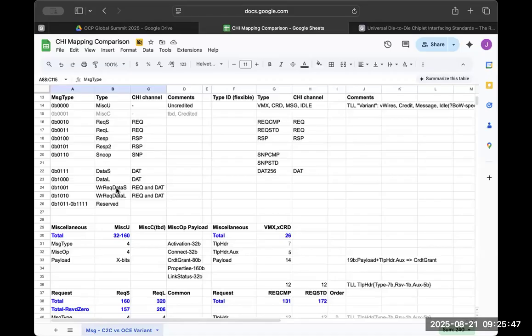I'm trying to remember CHI now. It's been too long. Okay. All right. I'll take a look at that too. So anyhow, that's where I'm at with doing the C2C mapping. Okay.